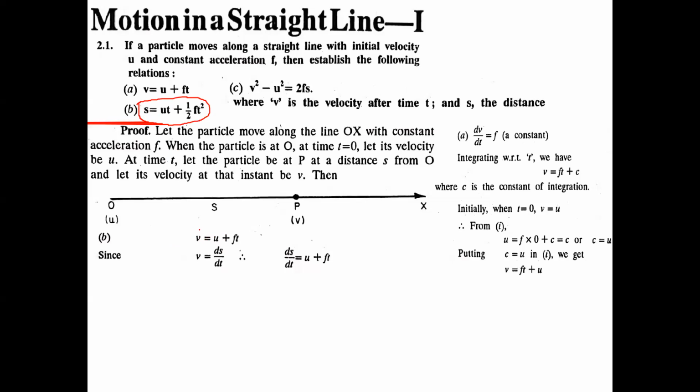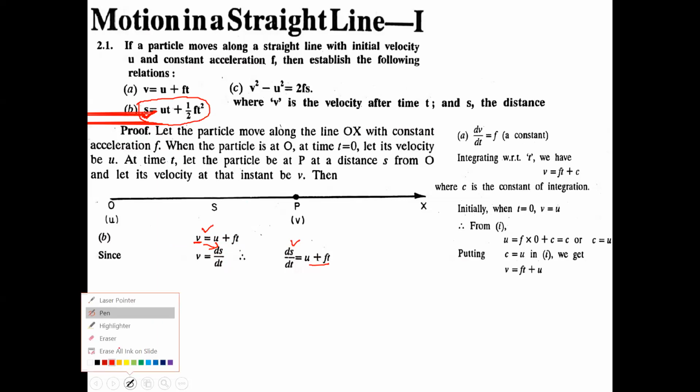For this we will use the first formula, v is equal to u plus ft. We have derived it. As we know, velocity is the rate of change of displacement, so v is ds by dt, and u plus ft. Because we have to find the value of s, we substitute v in terms of s, ds by dt.